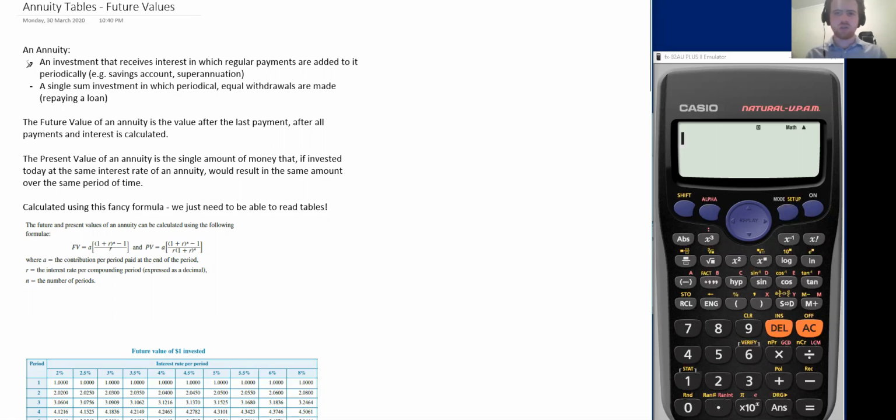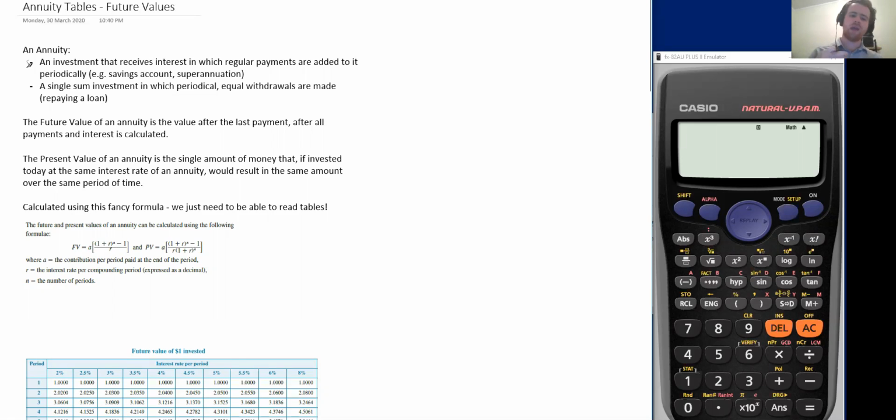Okay, now the future value of an annuity is just the value after the last payment. So after all the payments and all the interest are calculated, what is the total value of that annuity? The present value of an annuity is the single amount of money that, if you invested that lump sum today with the same interest rate as the annuity, would result in the same amount over the same period of time. Now we're going to look at that in the next lesson. Today we're just looking at future values.